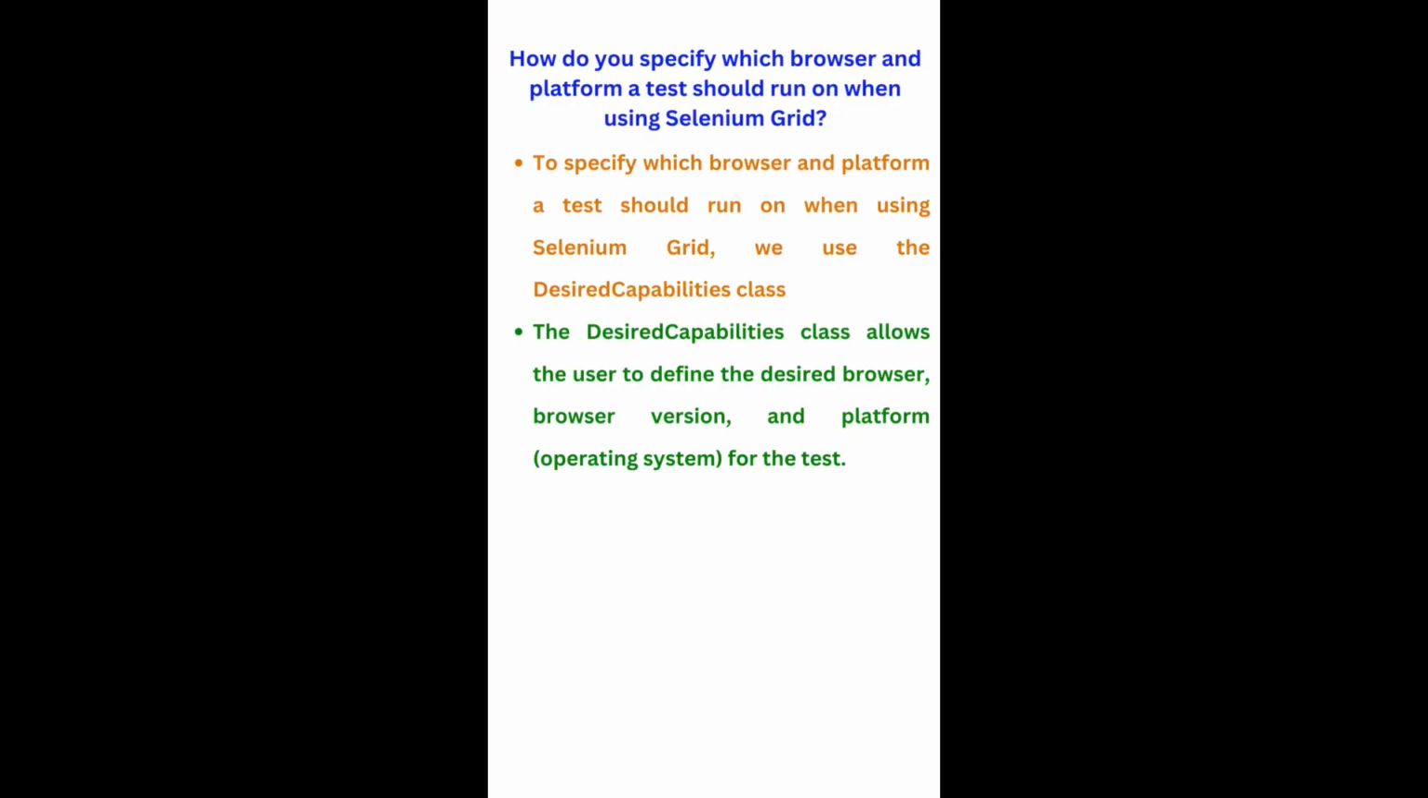How do you specify which browser and platform a test should run on when using Selenium Grid? To specify which browser and platform a test should run on when using Selenium Grid, we use the DesiredCapabilities class. The DesiredCapabilities class allows the user to define the desired browser, browser version, and platform, operating system, for the test. Let us see an example.